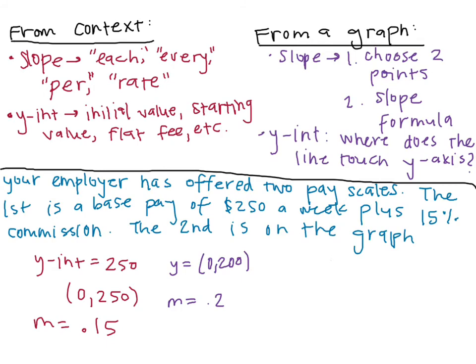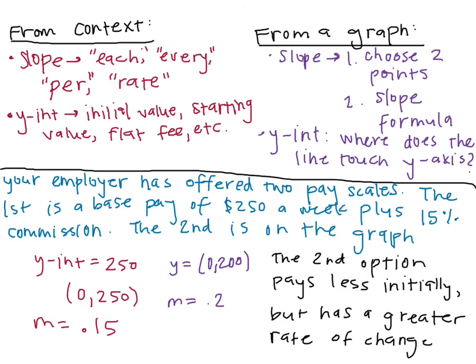So I have these two y-intercepts, (0, 200) and (0, 250), and then the two slopes, 0.2 and 0.15. It's asked me to compare, so I'm going to write a little statement comparing the two of them together. I noticed that the second option has a lower starting point. It starts at 200 compared to 250. But the second option has a larger rate of change than the first option. So I said the second option pays less initially, but has a greater rate of change.